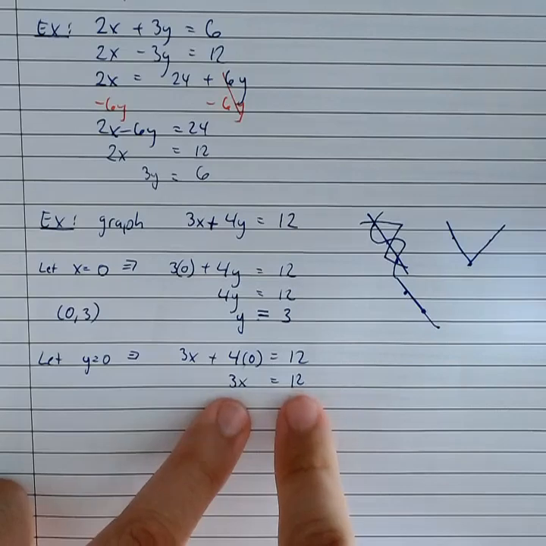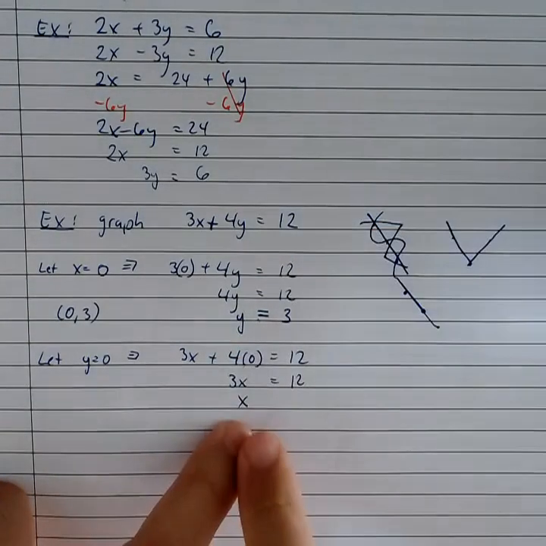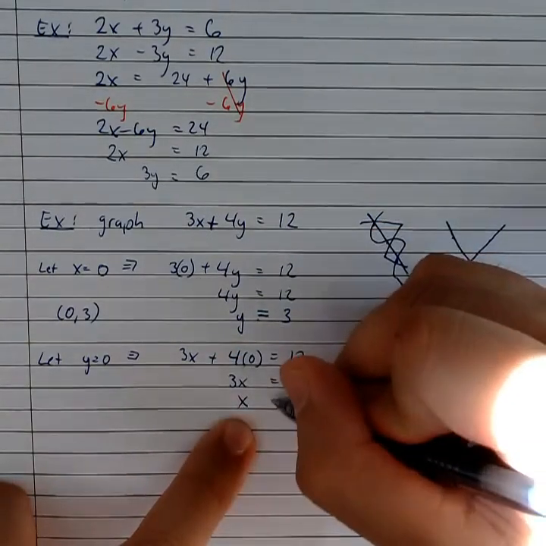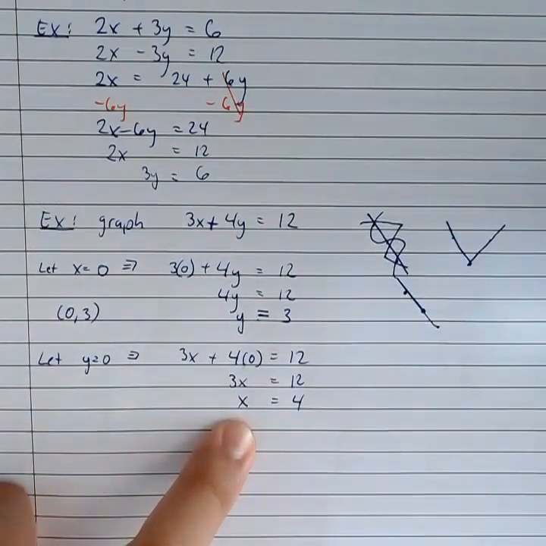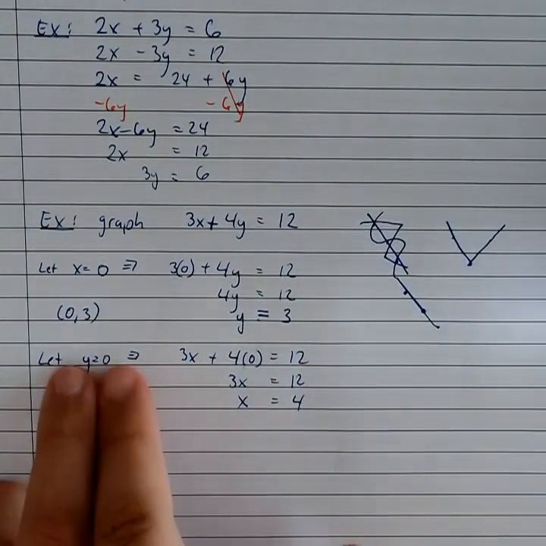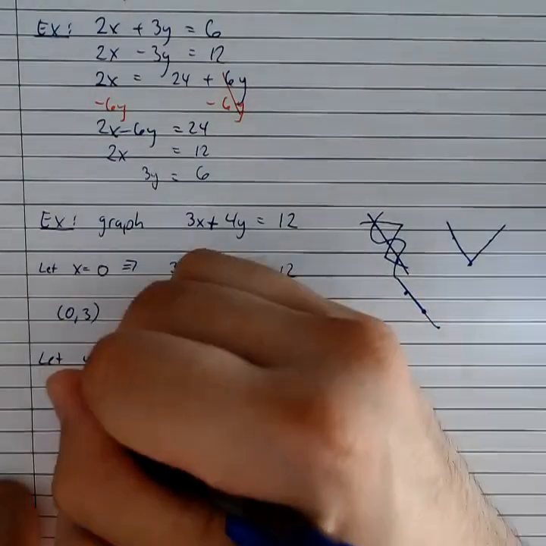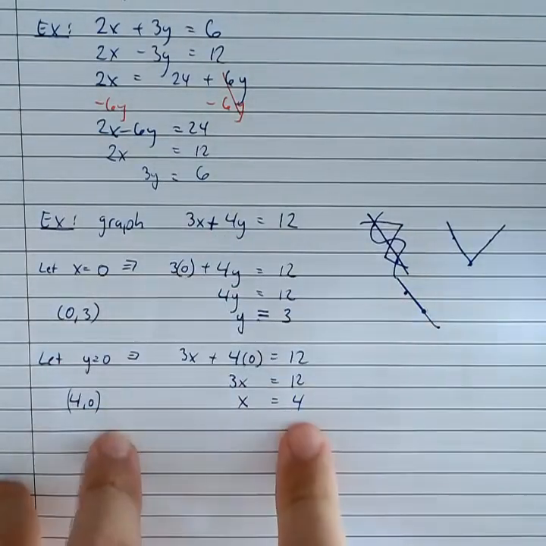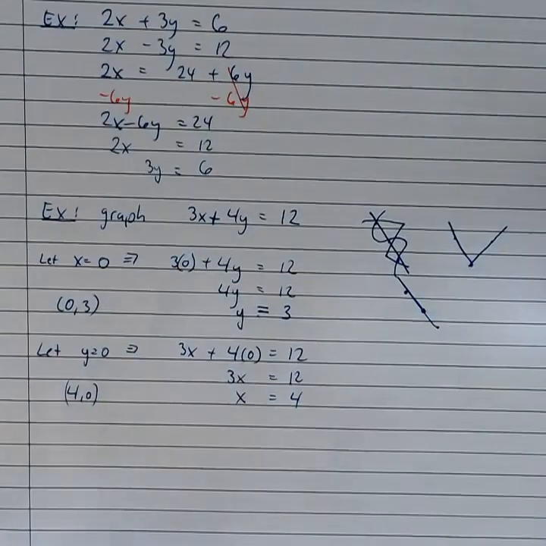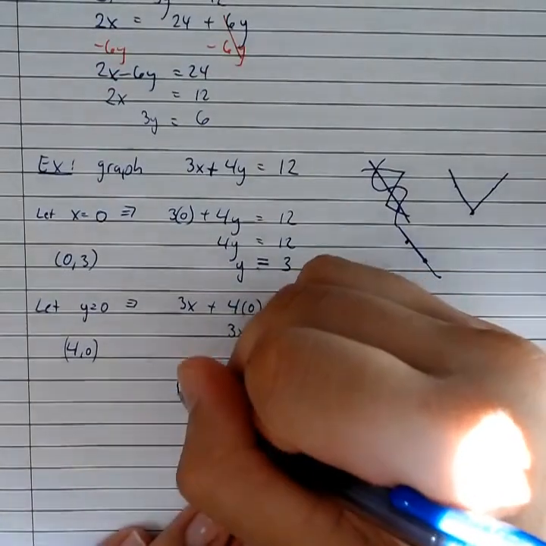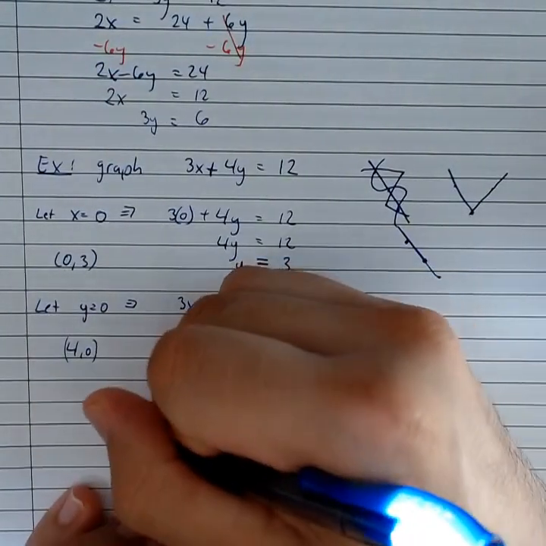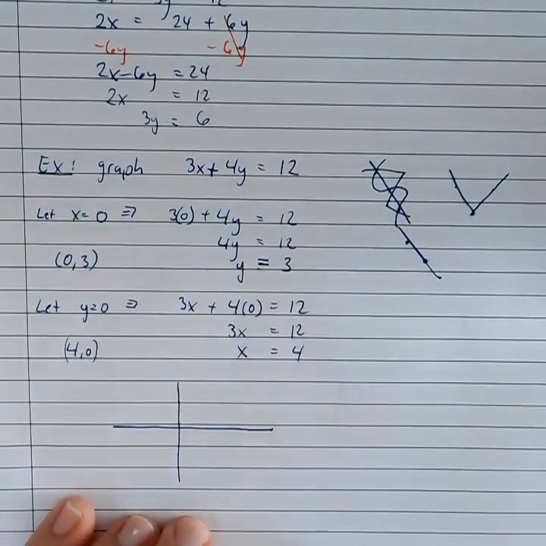I can divide both sides by 3. That'll give me x equals 12 divided by 3, which is just the number 4. So if x is equal to 4, y is equal to 3, and that's another point. Remember to keep them in order: x goes first, then y. So now if I'm going to graph these, I can go ahead and plot those points and draw my line.